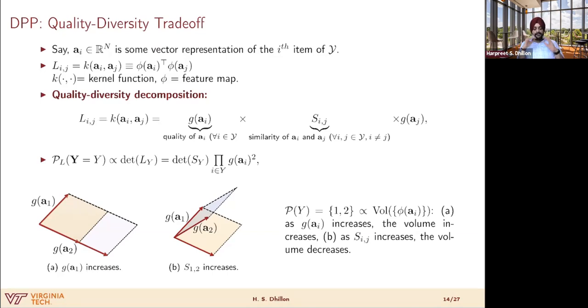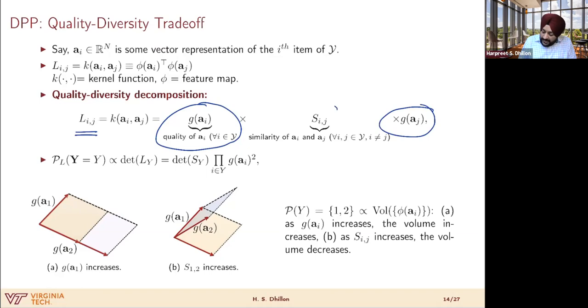So at a high level, the way you introduce this quality diversity trade-off is by defining your matrix L. Here you have Lij, which is the ijth element of L, in terms of some quality and similarity terms. The first term gives you the quality of the ith item. The second term gives you the quality of the jth item. And the middle term tells you how similar those two items are, without going into exactly what each notation means.